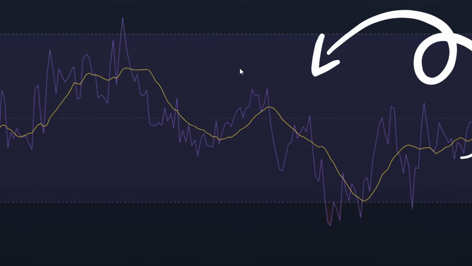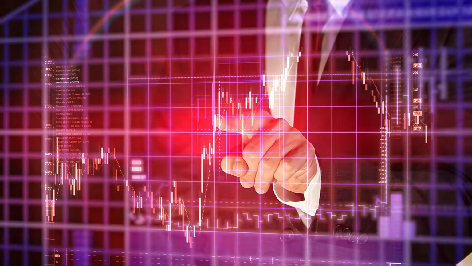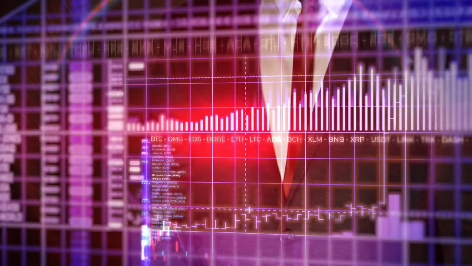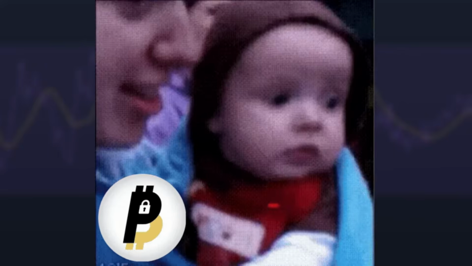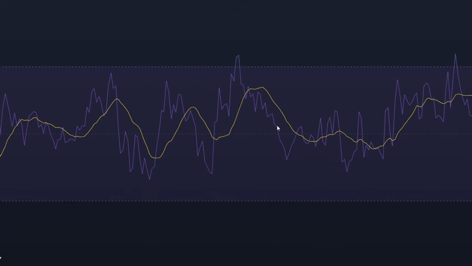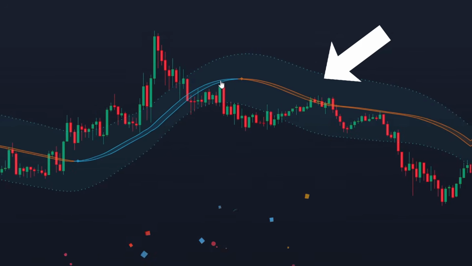Alright, so we've all used the classic RSI at some point. It's been a go-to indicator for spotting overbought and oversold zones for decades. But as markets evolve and volatility becomes more dynamic, relying on a fixed length RSI might feel a bit outdated. That's where this upgraded version comes in.